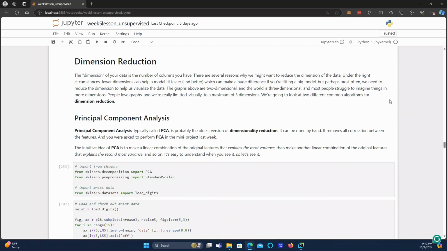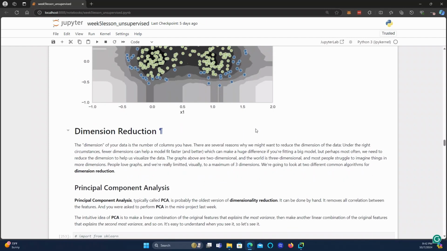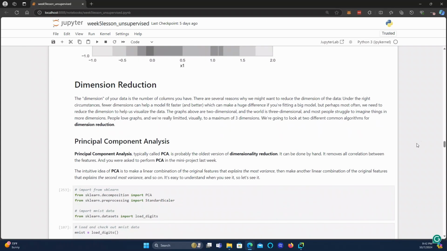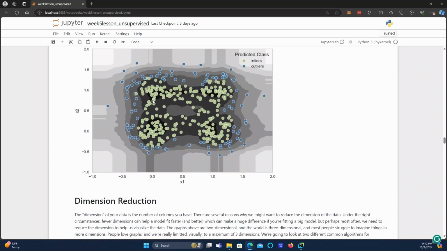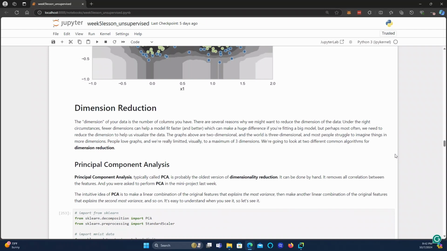But perhaps most often, we're going to use dimension reduction to help us visualize the data. Okay, all of these graphs that we've been looking at so far are two-dimensional. We saw a three-dimensional one once. And the world itself is three-dimensional, and most people struggle to imagine things in more dimensions. People love graphs, but we're really limited visually to at most 3 dimensions, and probably just 2 dimensions most of the time. So we're going to look at 2 different common algorithms for dimension reduction.